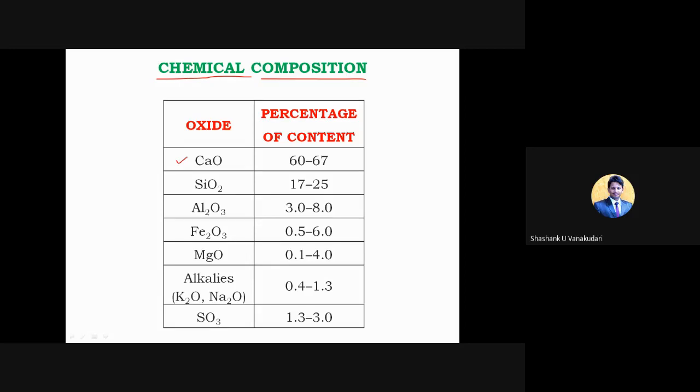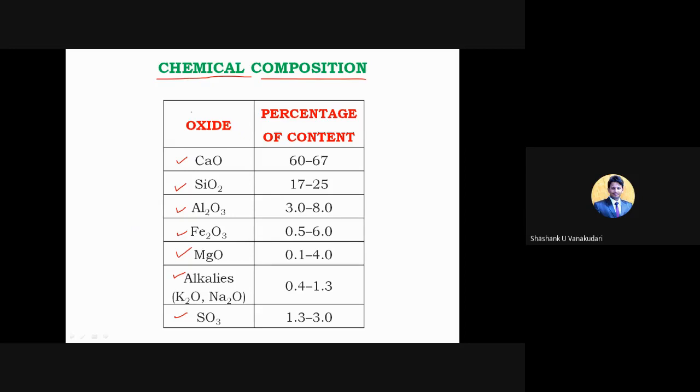So calcium oxide, silicon dioxide, aluminum oxide, ferrous oxide, and then magnesium oxide. Some of the alkalis like potassium oxide and sodium oxide, and then at last SO3 is sulfate. So these are the main chemicals which will be present in the cement after the manufacturing of the cement process.